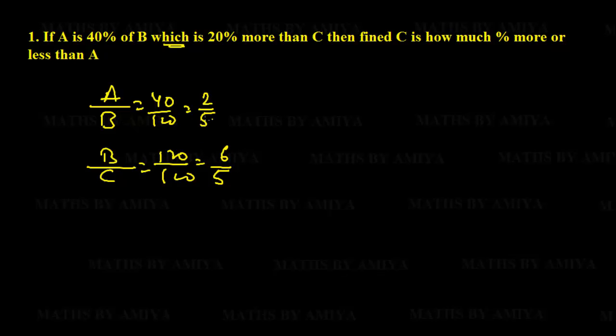We need to merge. B is 5, B is 6. So cross multiply with 6, cross multiply with 5. So our ratio of A is to B is to C is 12, 30 and 25.